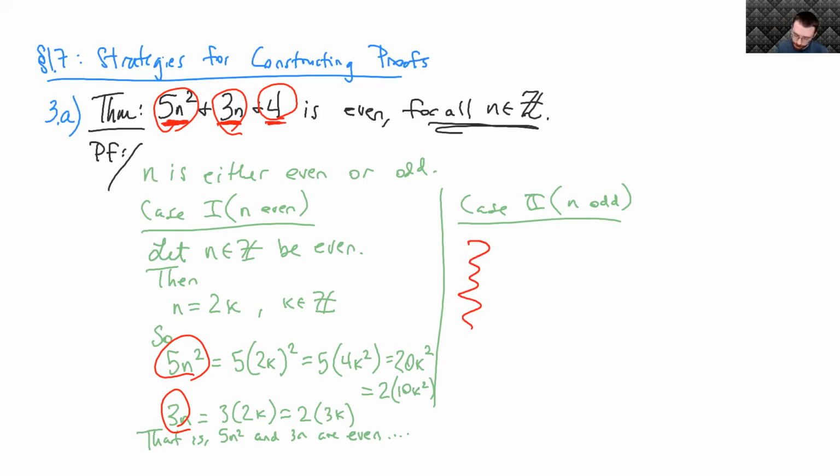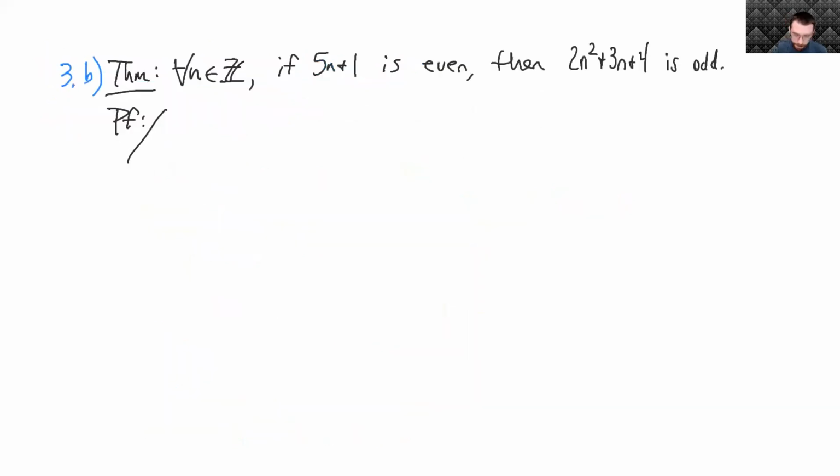Then you would have to show it for what if n is odd. It'll still work. It's just a bit more algebra. It's not harder, it's just more algebra. So I'll leave that one to you guys. It's good old proof by cases. How about this one? For all integers n, if 5n plus 1 is even, then this expression is odd. Okay, this is a good one to try on your own.